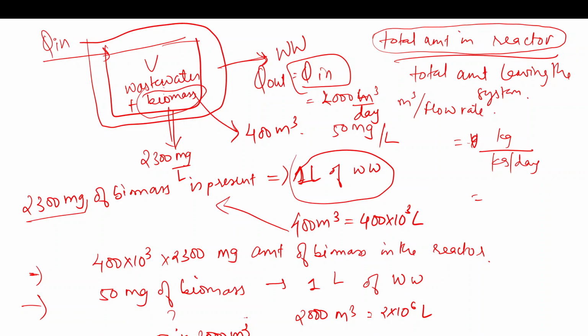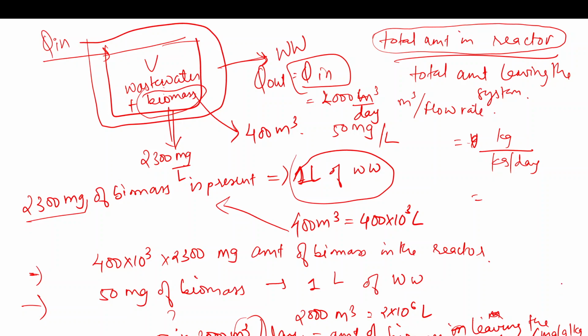Now this is per day, so this will be the amount of biomass leaving the system, which will be in milligram or gram or kg per day, right? I hope I am able to make this clear to you.